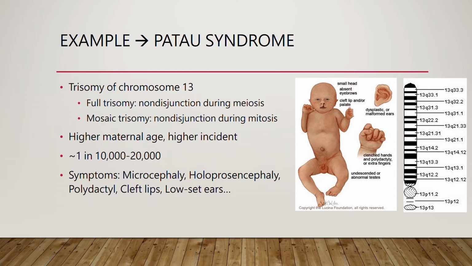Studies show that, as with other trisomy diseases, it has a higher incidence rate as the maternal pregnancy age increases, and the incidence rate is somewhere between 1 in 10,000 to 1 in 20,000. The symptoms often include microcephaly, holoprosencephaly, polydactyly, cleft lips, low-set ears, etc.